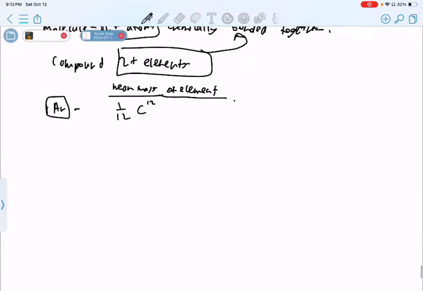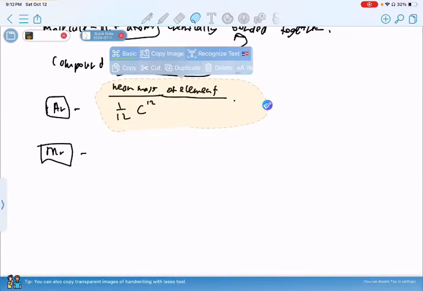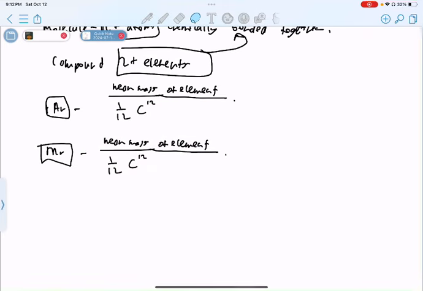Relative molecular mass, which is given by MR, is the mean mass of a molecule divided by 1/12 the mass of a carbon-12 isotope. So it's essentially the same thing, but instead of the mean mass of an element, it is the mean mass of a compound, okay? That is in very simple terms. So that's what MR and AR, relative molecular mass and relative atomic mass, mean.